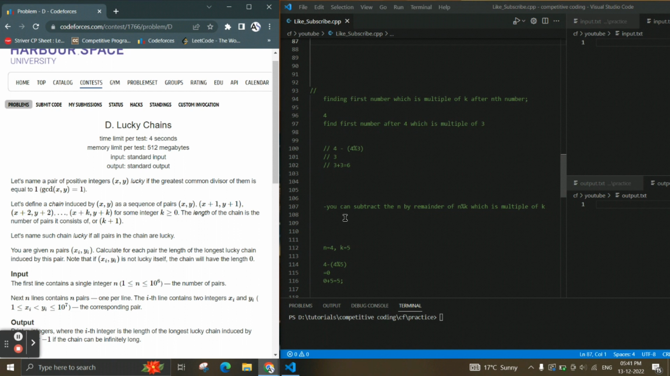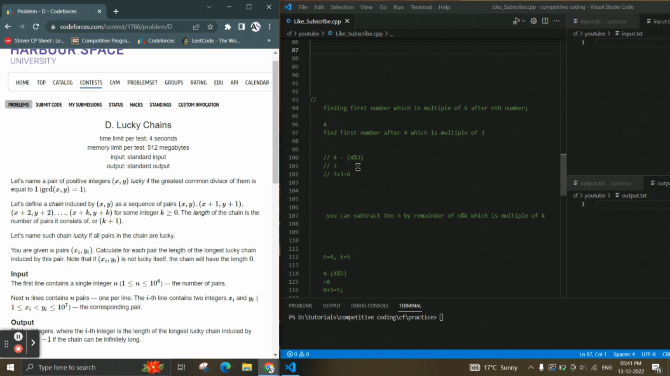So let's discuss an important concept before moving towards the approach. To find the first number which is a multiple of k after the number n. Basically, if you are given n as 4 and you have to find a number after the 4 which is a multiple of 3, you can find this by computing n minus n mod k. Basically, n mod k is the remainder, and then you are subtracting the remainder from n, then the answer will be 3.